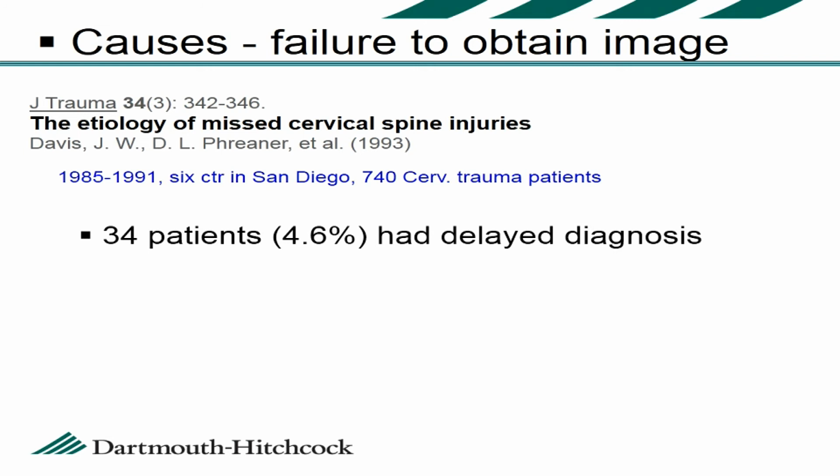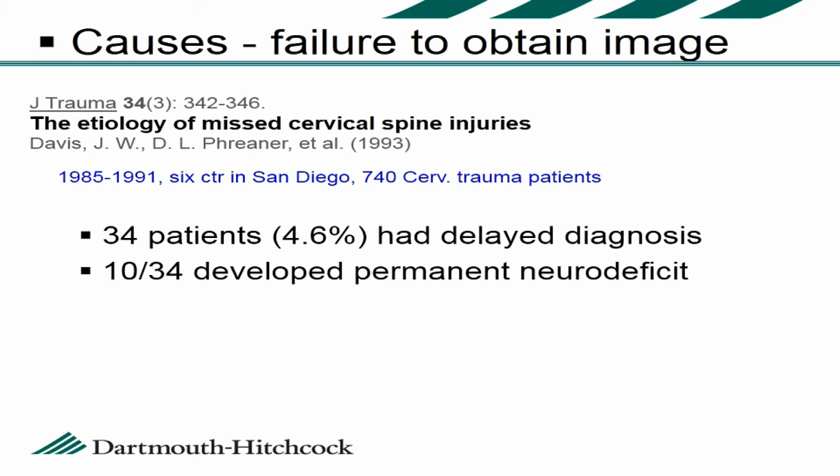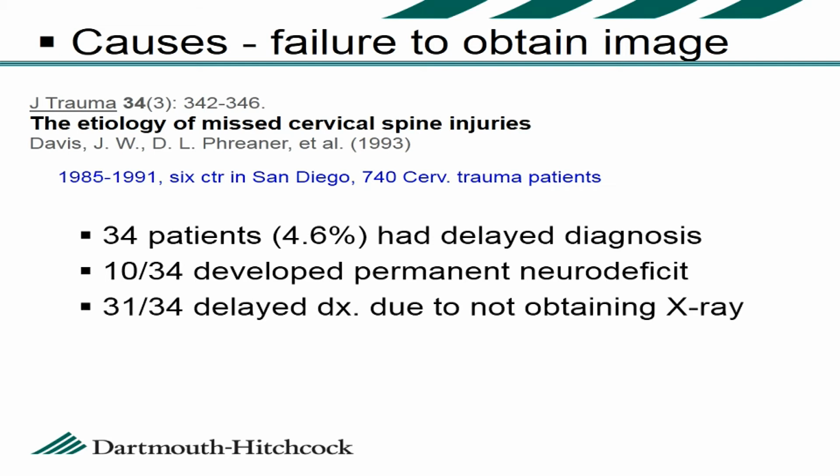And what they found was that the commonest cause for this large number of missing injuries was because the X-ray was not even obtained. So, big lesion there. Another paper said 34%, or 4.6%, had a delayed diagnosis. And it is not just a delayed diagnosis: about a third of them developed permanent deficit. And in many of them, the delayed diagnosis was because the X-ray was not obtained.